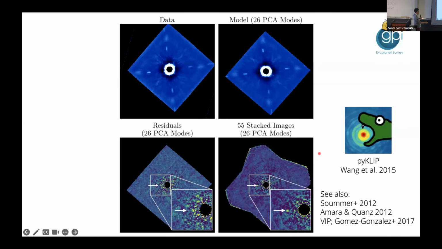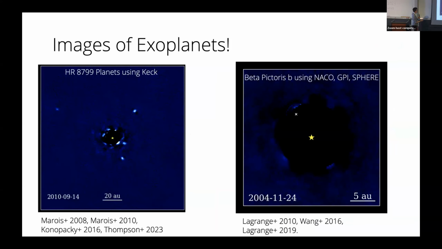And there's a lot of different algorithms. I wrote an open source package called PyKLIP, but there are also many other packages and algorithms written in the field about how we can do these kinds of techniques. Okay, so after we're able to do that, we can then get images of exoplanets. This has been pretty cool.